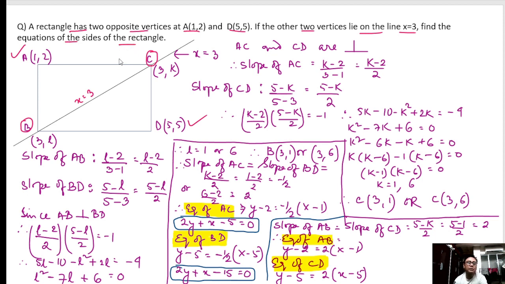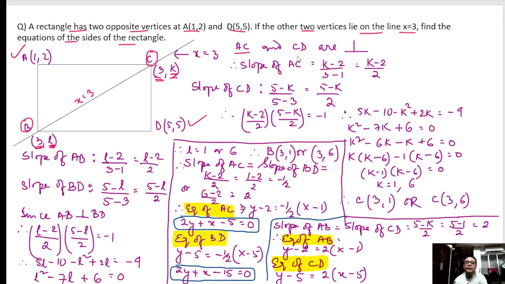So let's see. First of all, please watch here. Let this line be x equal to 3. That means x will always be 3, and the y coordinate I don't know. Let it be L and let it be K.